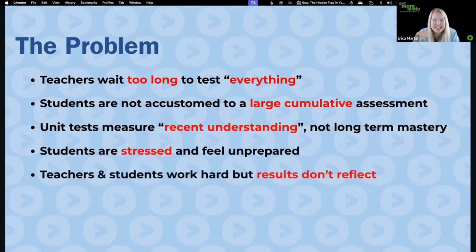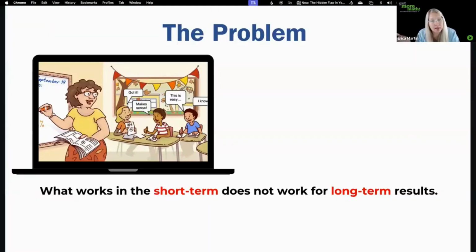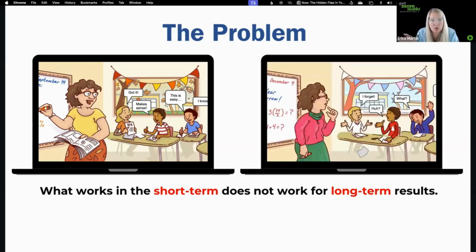And the worst part is, as teachers, I know you are working so hard. And I can't say every student, but I bet the majority of your students are also working really hard. And what happens is everybody gets to the end of the year and the results are not reflecting the work that you put in. And here's why. This daily concept of teach a lesson and practice what we taught, and then put that together in a chapter and test the chapter that we just taught, it works well in the short term. It does not work well for long-term retention.